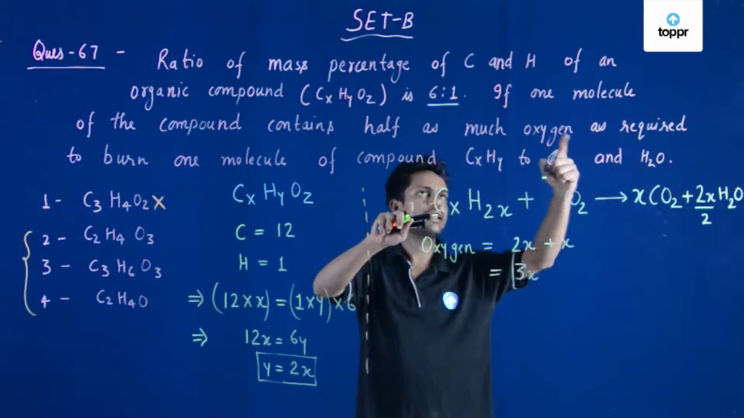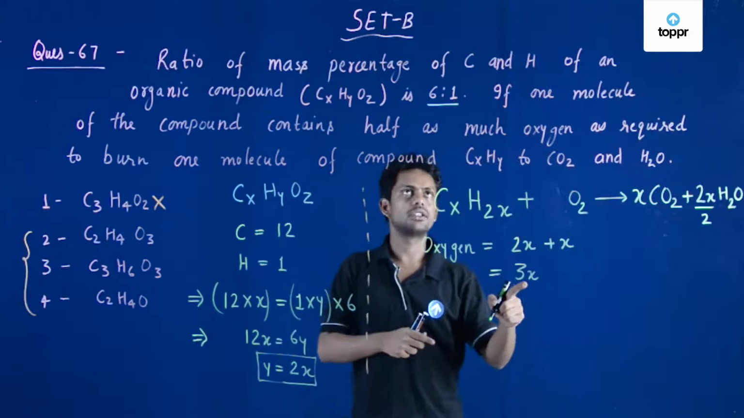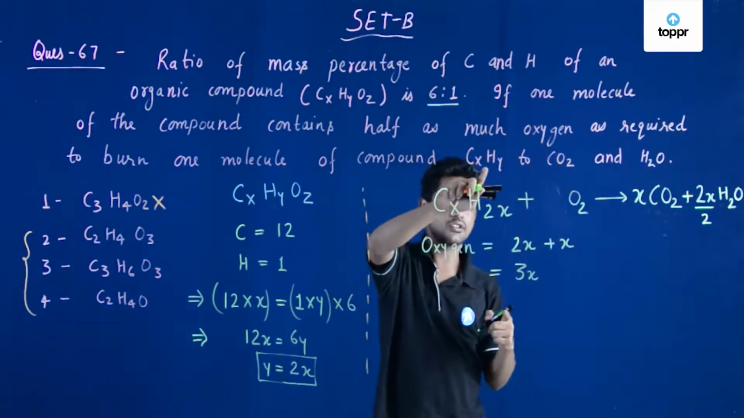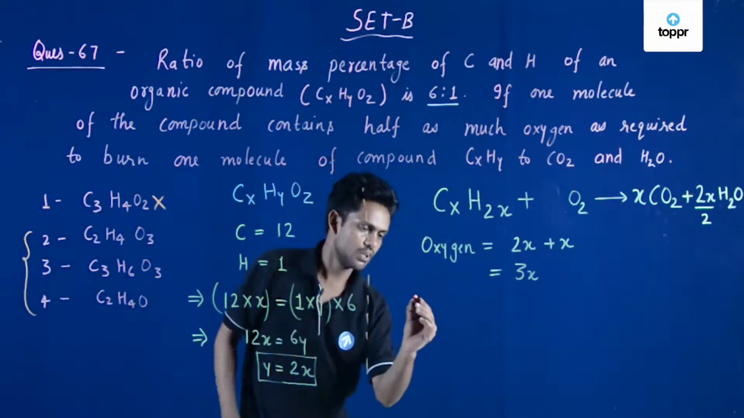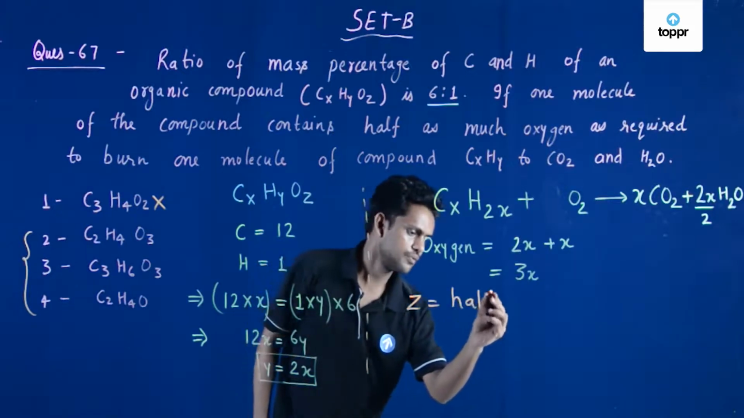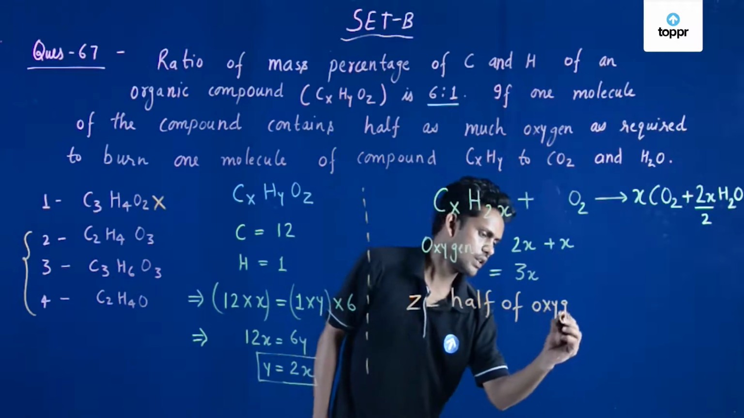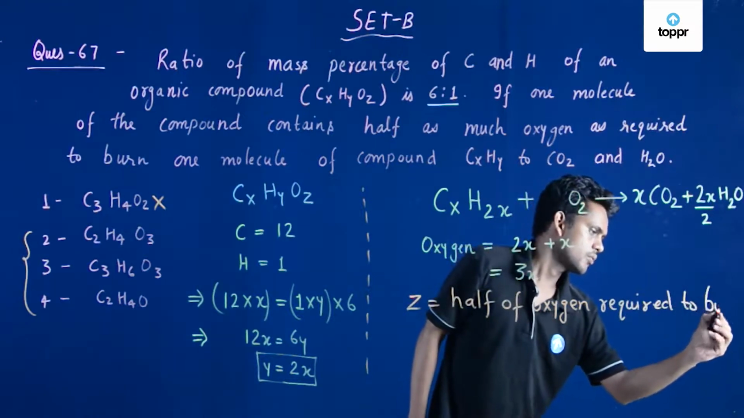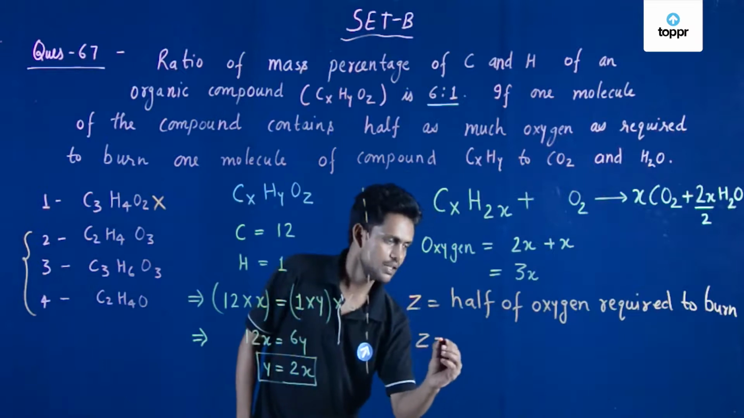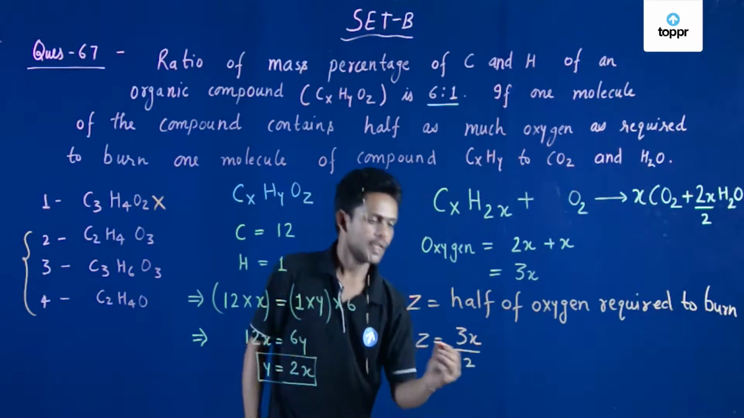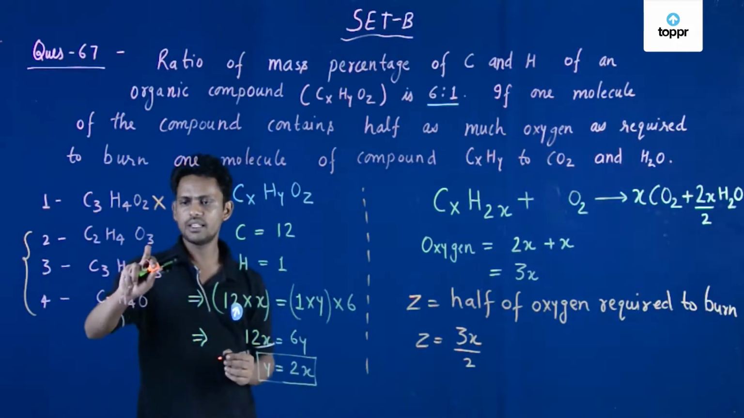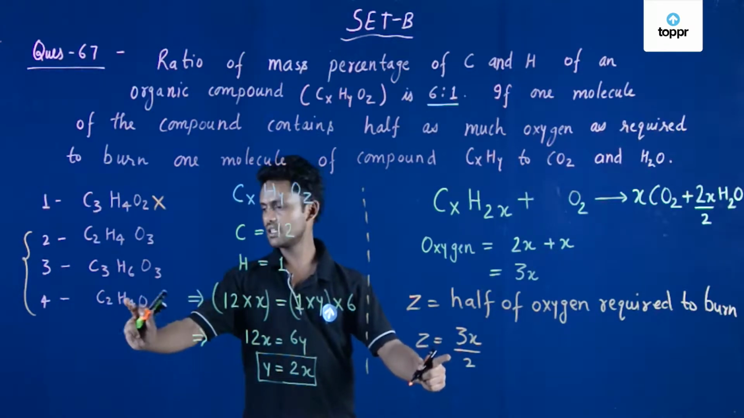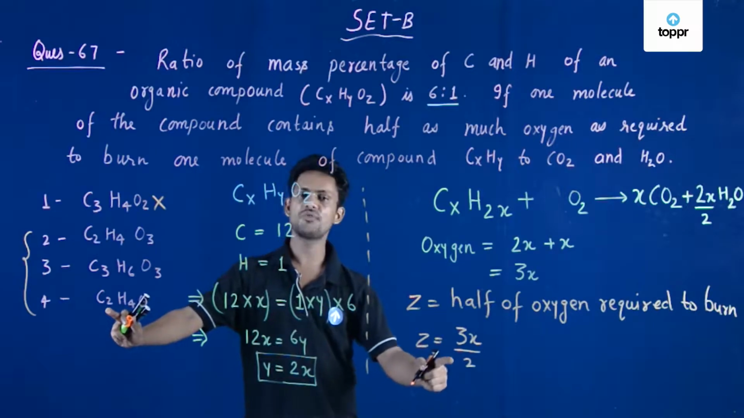And what they are saying is that z is half of this 3x. If one molecule of this compound contains half as much oxygen as required to burn CxHy, that means z is half of the oxygen required to burn. So z is nothing but 3x divided by 2, and now you can verify the other options. If you look at the answers, I have here 1 oxygen and 2 carbon, so this is not possible. z should be 1.5 times of x, right?